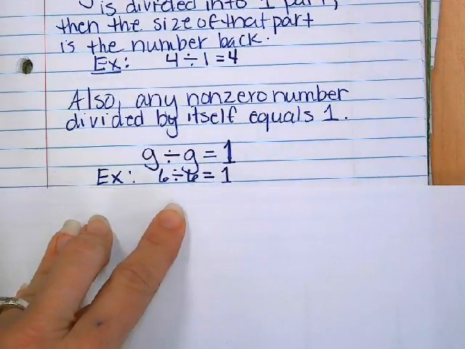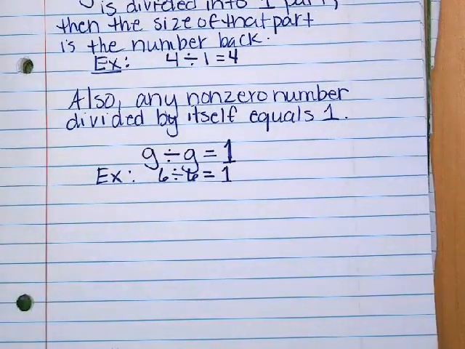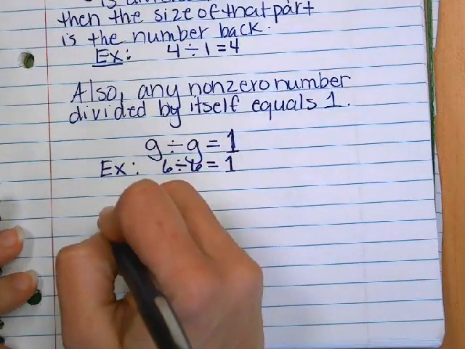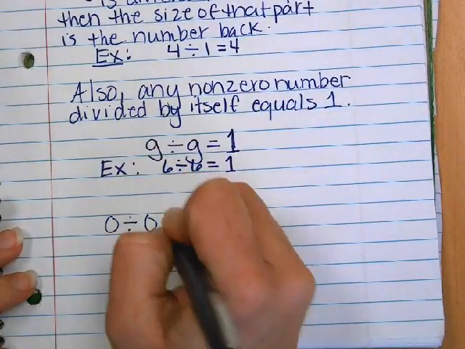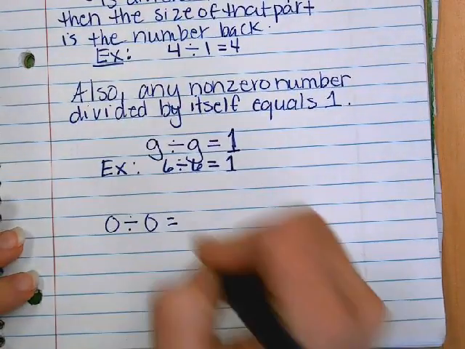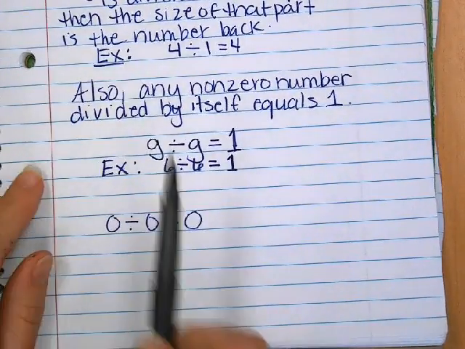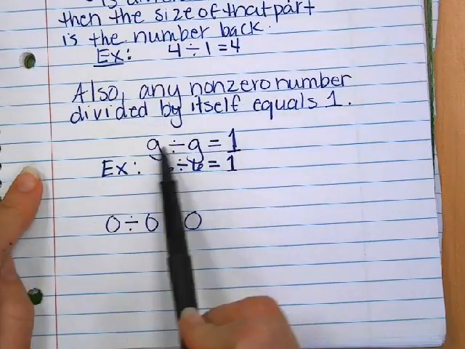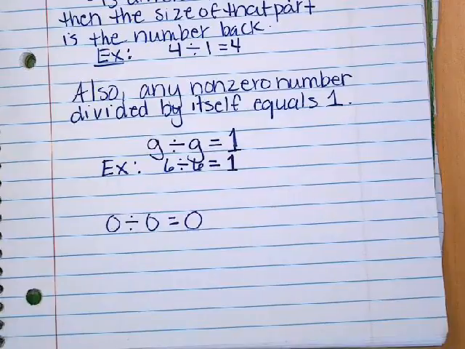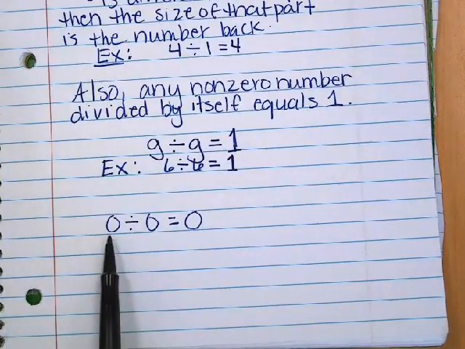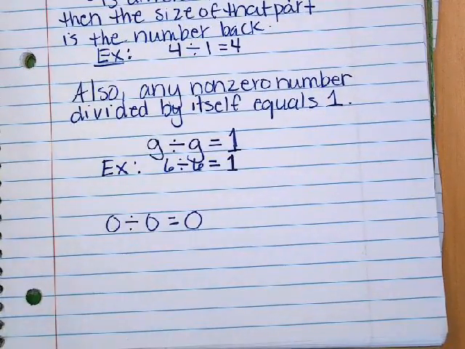Think about why it says non-zero. What happens if we divide 0 by 0? So let's think about that. If I have 0 divided by 0, what happens? Obviously, I have 0. So that's why any non-zero number divided by itself equals 1. Because when you divide 0 by itself, it's 0. Because if you don't have anything to start with, which is 0, and you divide by 0, you're still not going to have anything. Okay? So just remembering those things.